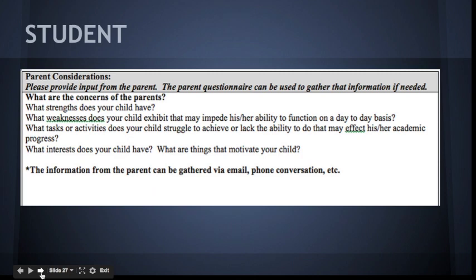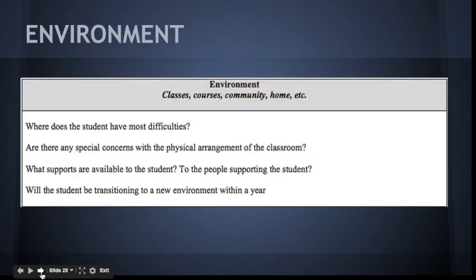Sometimes I have parents come to meetings, sometimes they don't, but I ask that we at least have written input, whether it's from a phone conversation or email or some way to get the information, and this parent's perspective to be part of the document, part of the framework. So environment, again, where does the student have the most difficulties? Are there special concerns with the physical arrangement? What supports are already available, just kind of looking at all those areas of the environment.